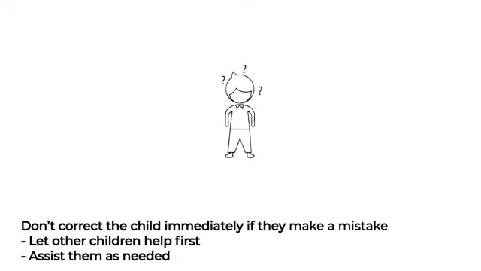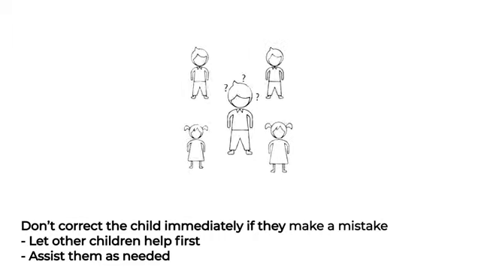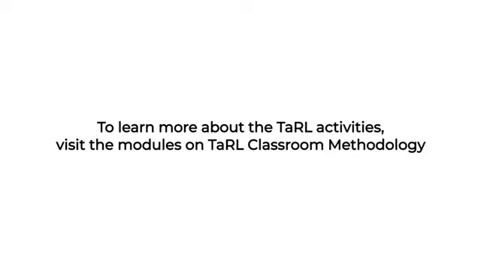Finally, if the child makes a mistake, then don't correct the child immediately. Instead, let the child or other children point out these mistakes themselves. If they continue to struggle, you can assist them as needed. To learn more about TaRL activities, please visit the modules under TaRL Classroom Methodology.